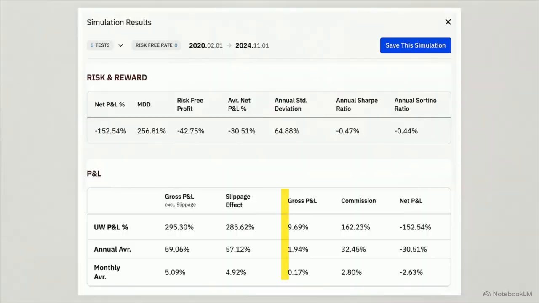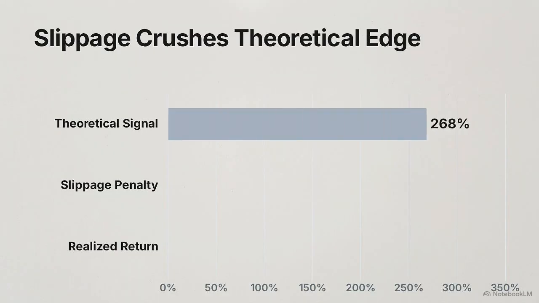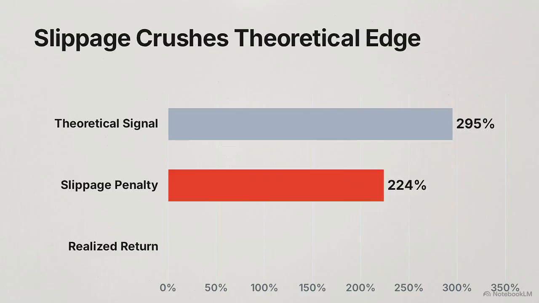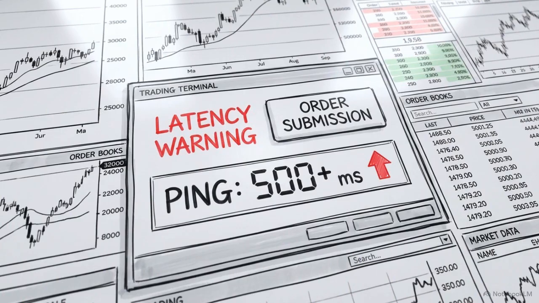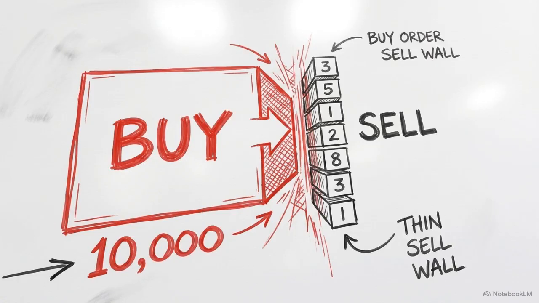This brings us to step 3, which is the gross P&L. When we subtract the slippage penalty from the theoretical signal, we arrive at the realized market return. The original edge of 295% has been crushed down to under 10%. Slippage acts as the price of admission to a live exchange. Consistently high slippage values indicate that a strategy is either reacting too slowly or attempting to push order sizes that the current liquidity cannot support.